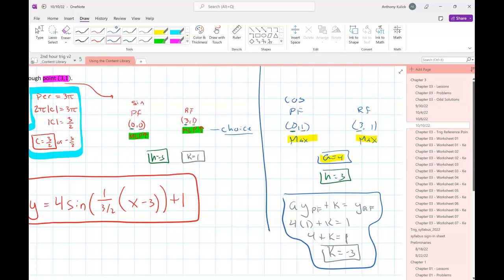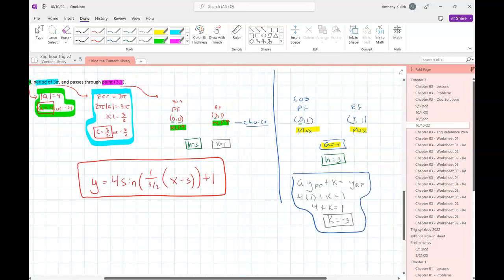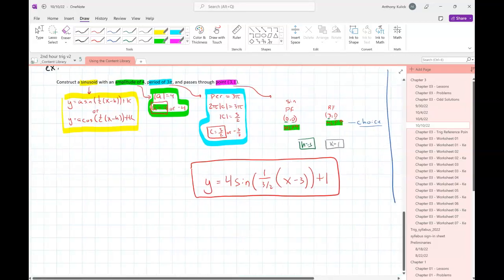Which again, it's not the end of the world, but if I don't have to do it, let's not do it. You know what I mean? Okay. So that's one way that a problem might look. Let's look at another version of what this might look like.